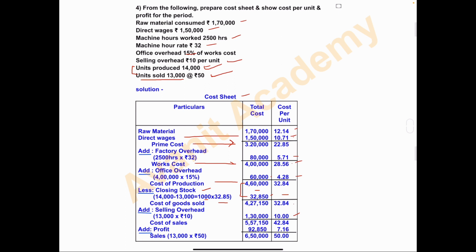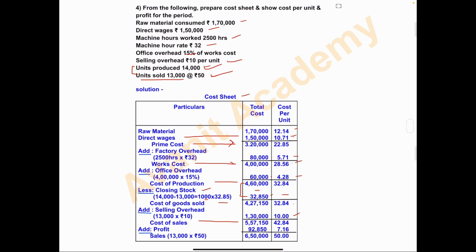Add these two amounts, 4,27,150 plus 1,30,000, and you will get 5,57,150. And cost per unit 32.84 plus 10, and the total is 42.84. This is called cost of sales.